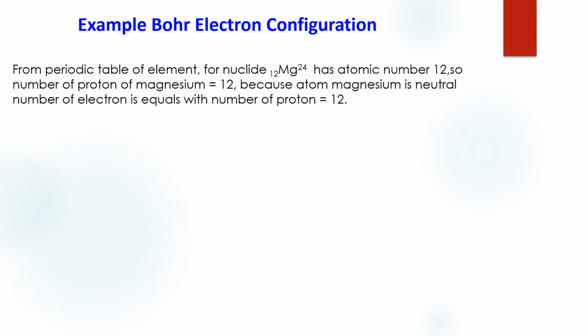The second example of Bohr electron configuration. From the periodic table of elements, for the nuclide 12Mg24, magnesium has atomic number 12. So the number of protons of magnesium equals 12. Because the magnesium atom is neutral, the number of electrons equals the number of protons, which is 12.